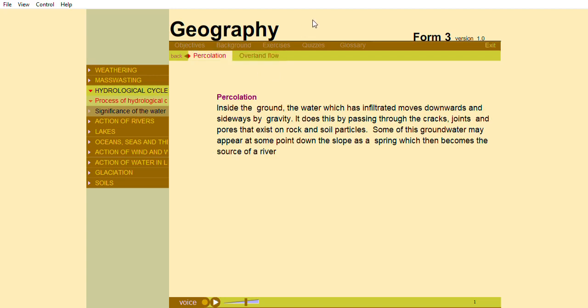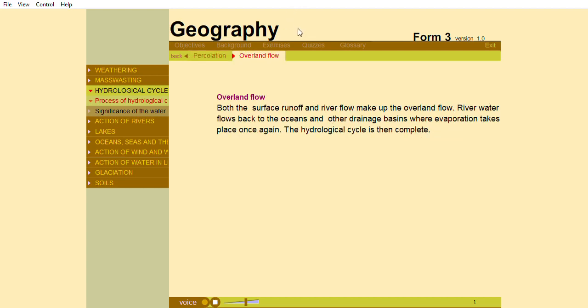Percolation. Inside the ground, the water which has infiltrated moves downwards and sideways by gravity. It does this by passing through the cracks, joints, and pores that exist between rock particles. Some of this groundwater may appear at some point down the slope as a spring, which then becomes the source of a river.